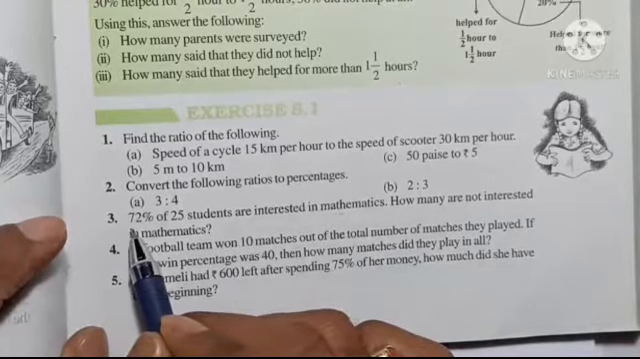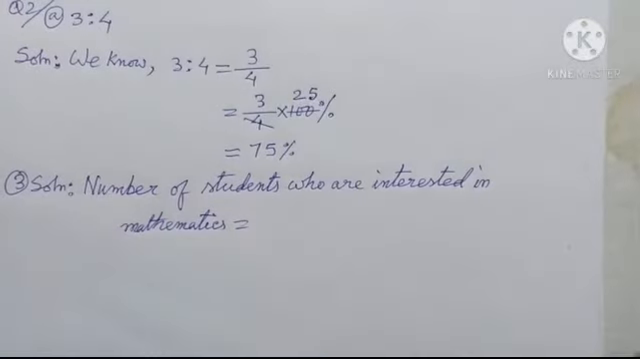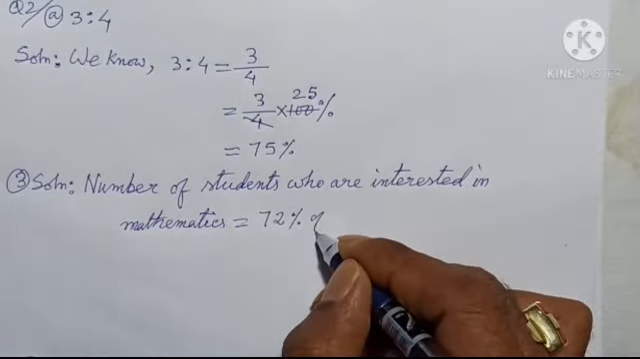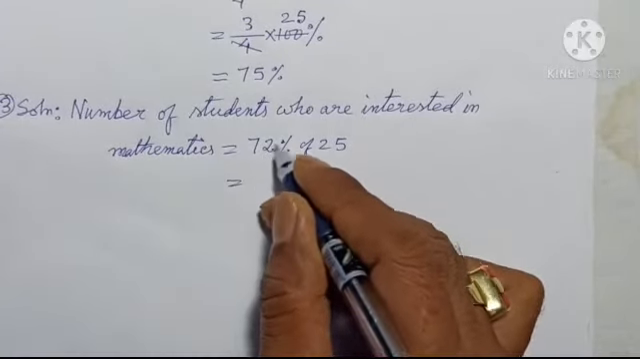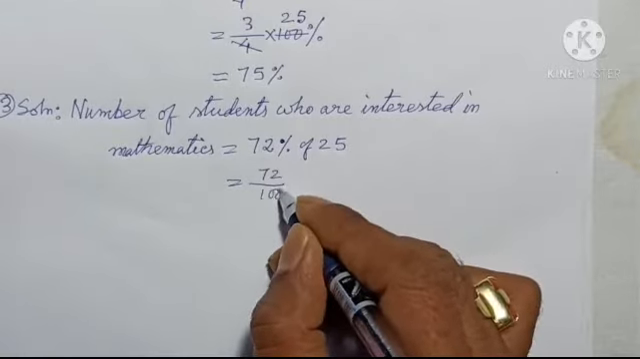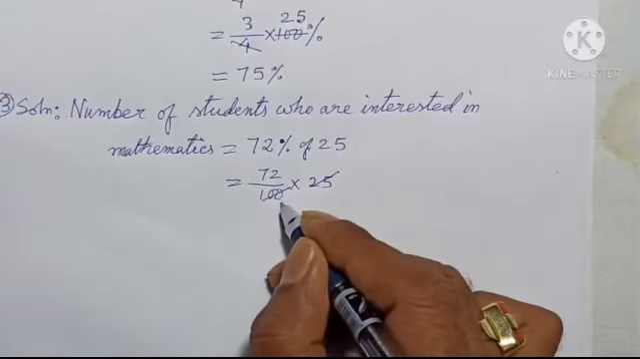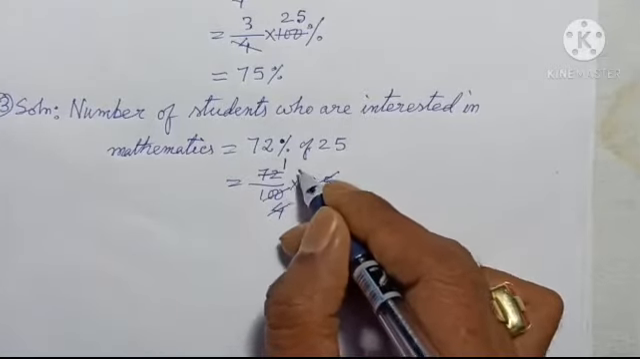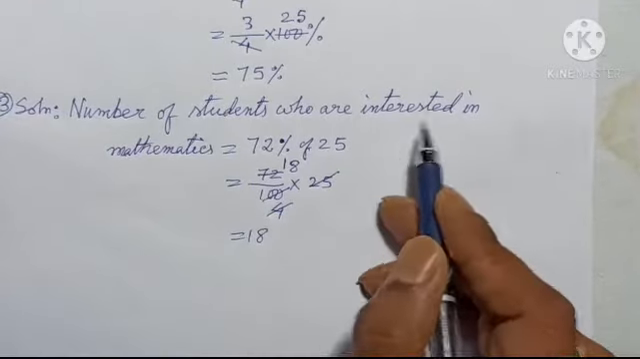So we have to calculate this 72% of 25. From this, we are going to calculate 72% of 25 is equal to 72 by 100, leaving the percent symbol. Of is changed into multiply, then 25. 25 can divide 100, that is 4 times. 4 divides 72. 4 1 time is 4, 5, 6, 7, 32. 4 8 times is 32. 18 is getting. So 18 students are interested in mathematics.